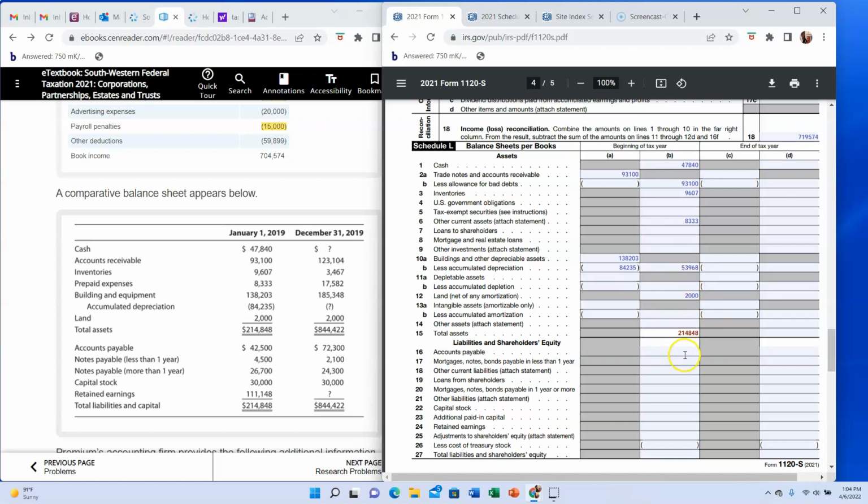214,848. Okay, accounts payable 42,500. Note payable less than a year 4,500. More than a year 26,700. Capital stock 30. And retained earnings 111,148. And it should add up to 214,848.